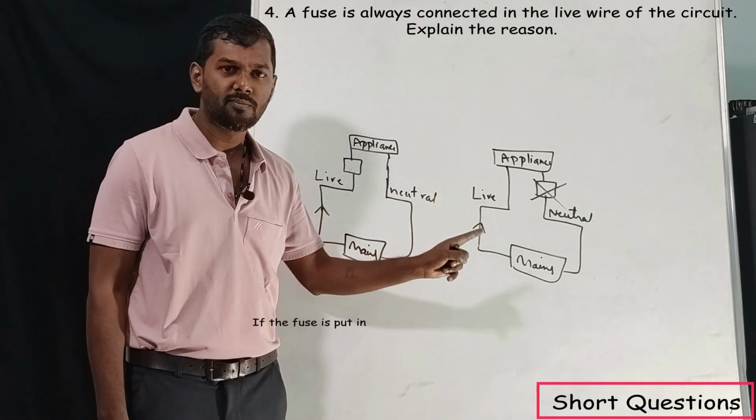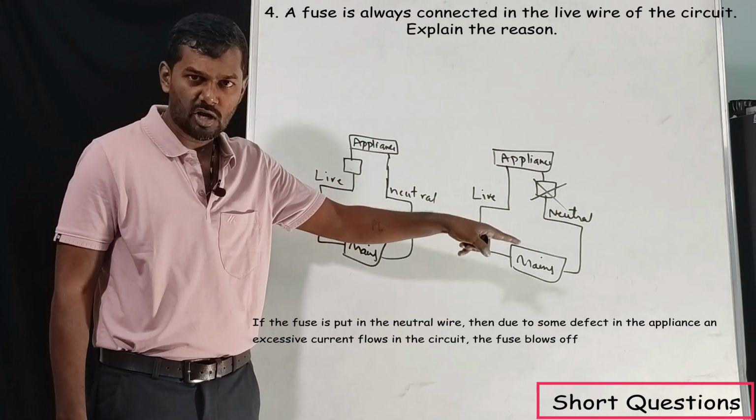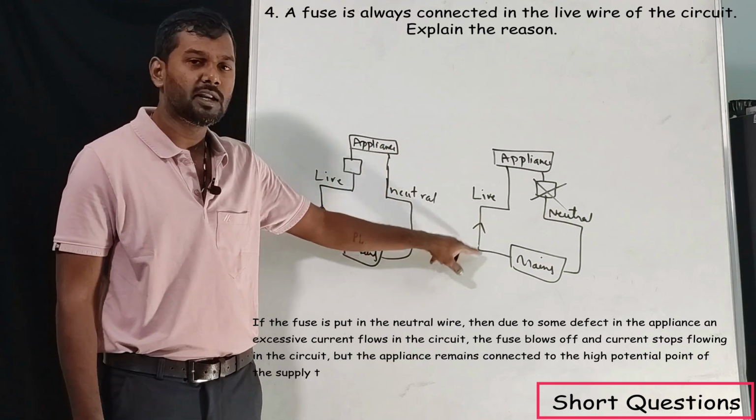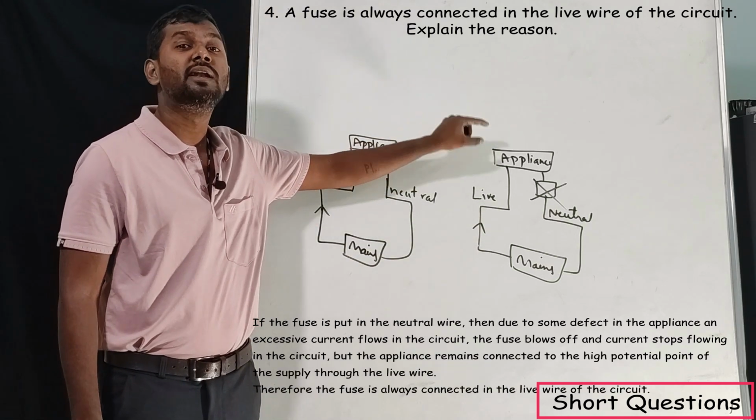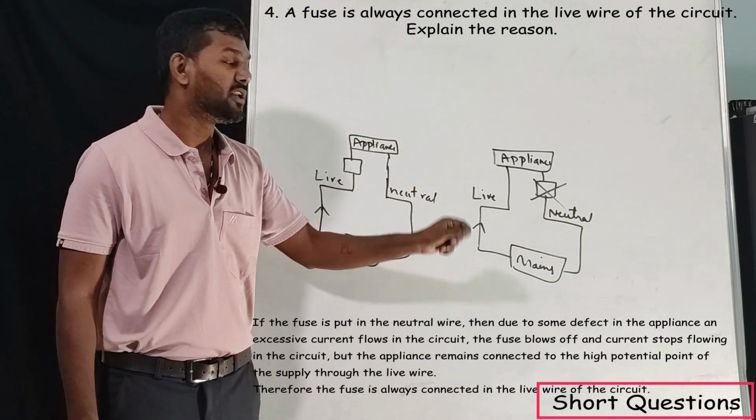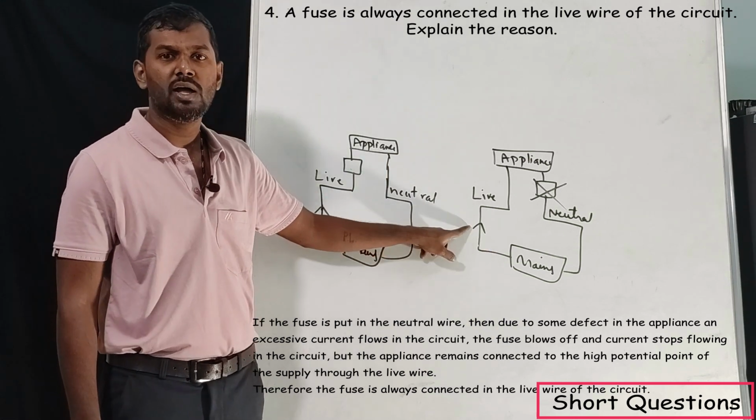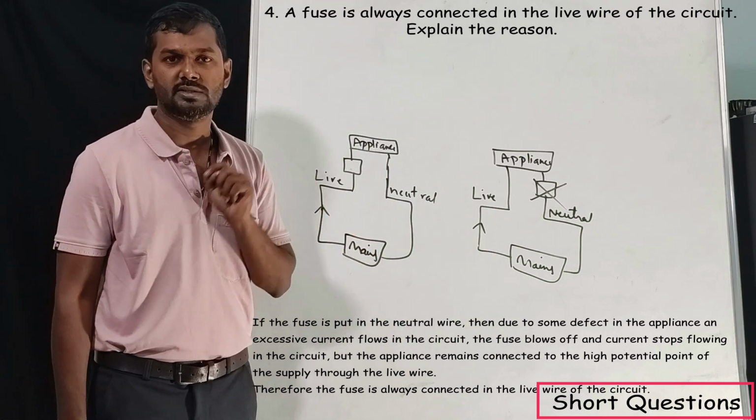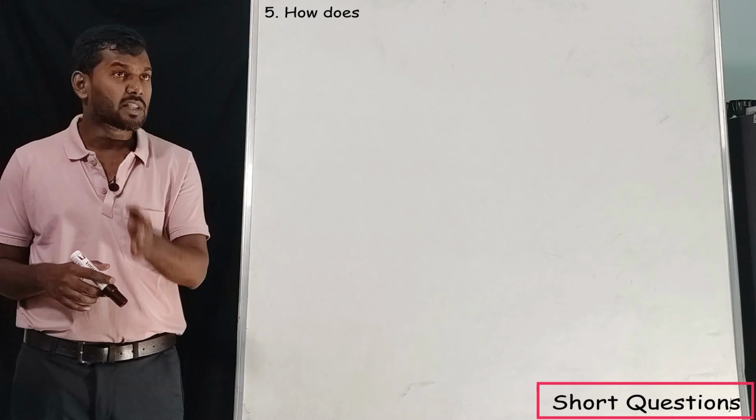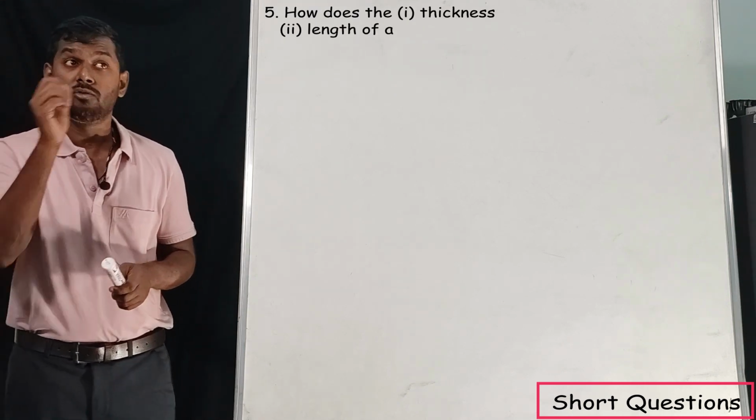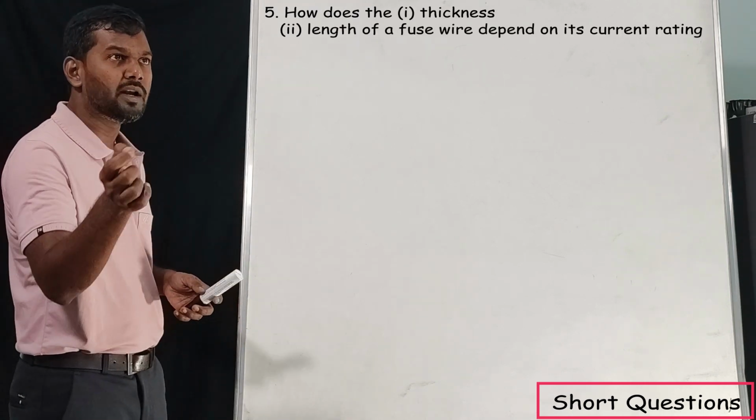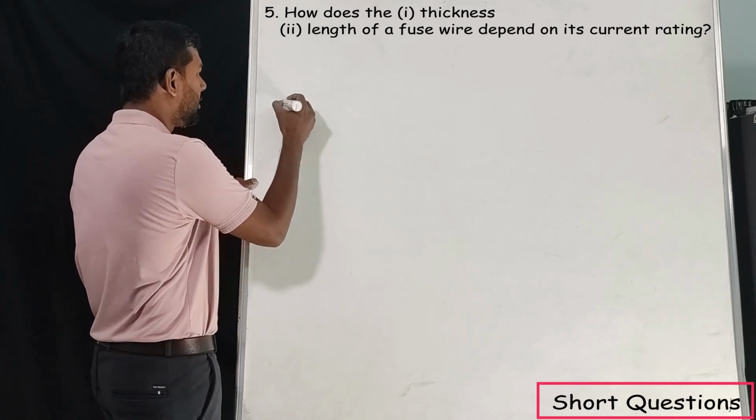So what is the main reason? Even though the fuse does its job, okay, the fuse melts with the faulty current, the appliances remain connected with the high potential mains through the live wire. This is the reason. Our next question: how do the thickness and length of the fuse wire depend on its current rating? Okay, it's a very simple question.